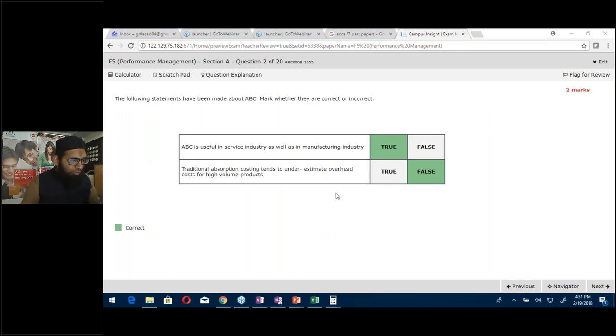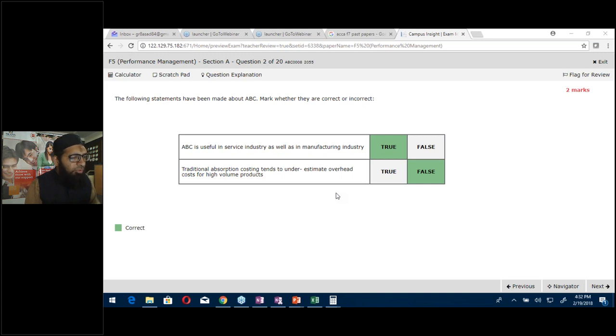So this is a true-false question. The following statements have been made about ABC. Mark whether they are correct or incorrect. The first one: ABC is useful in service industries as well as in manufacturing industry. So this statement is correct. So this is true.